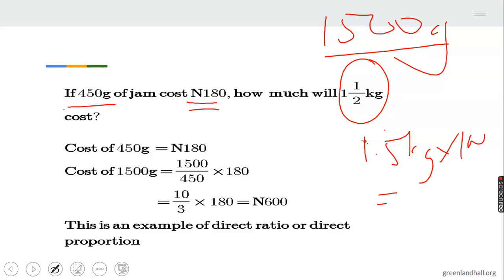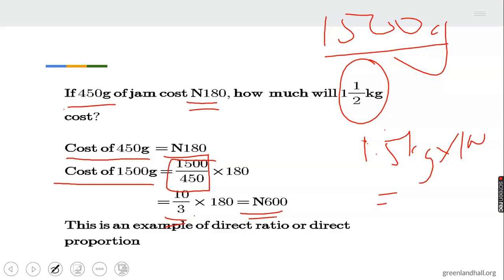Now look at it. This is another example of direct proportion. The cost of 450 gram equals 180. Now what will be the cost of 1500 gram of jam? Don't forget, when you are using fraction, it must be an improper fraction. Now when you divide, you have 10 all over 3 times 180, which equals 600 naira.